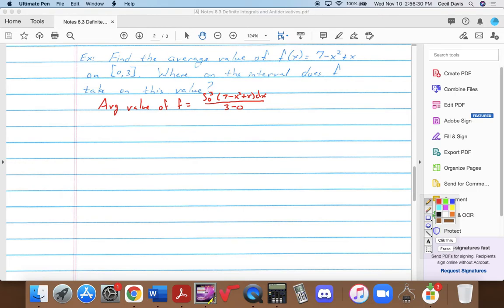Before we go on and calculate that, quick question, what do you think students may confuse this with? Average rate of change. Two entirely different things. Average rate of change, f of b minus f of a over b minus a. Average value of the function, the area given by the integral divided by b minus a.